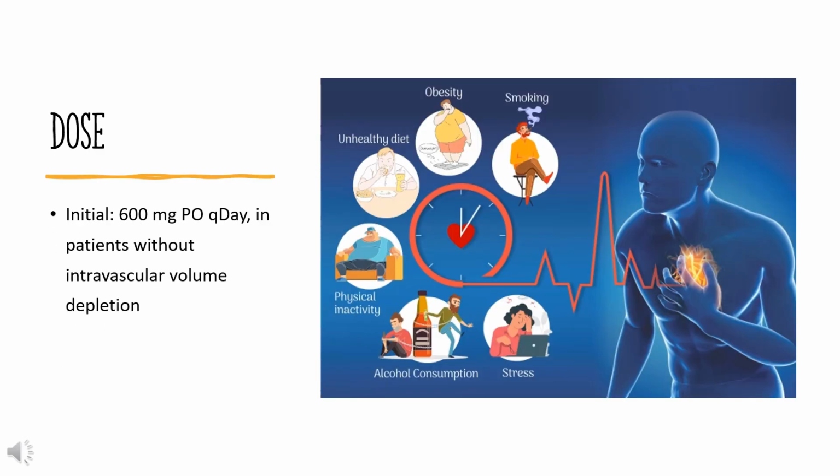Dose. The dose of this medicine will be different for different patients. Hypertension. Initial, 600 mg p.o. q day, in patients without intravascular volume depletion. Maintenance, 400 to 800 mg/day p.o. q day or divided q12 hr p.o.; twice daily may improve effect. See also combo with hydrochlorothiazide, Teveten HCT. Generally adjust q month, more aggressively in high-risk patients.